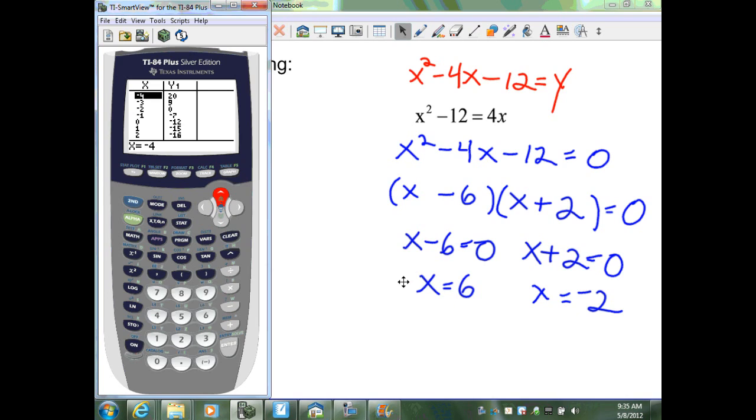But what if they aren't whole numbers? What if they're not integers? Well, then I'm going to have a more difficult time. What I need to find is where my y values are changing from positive to negative or negative to positive.